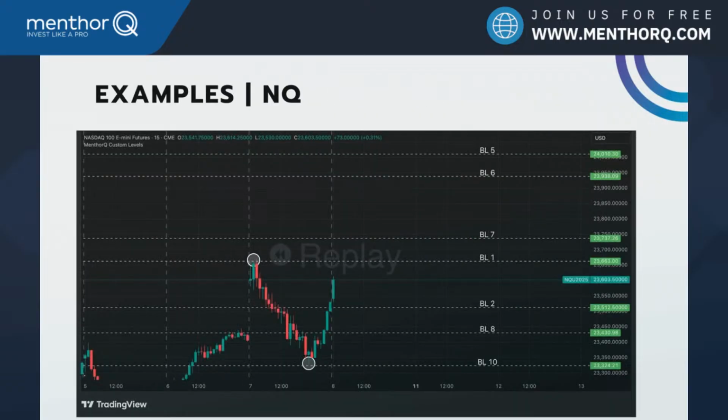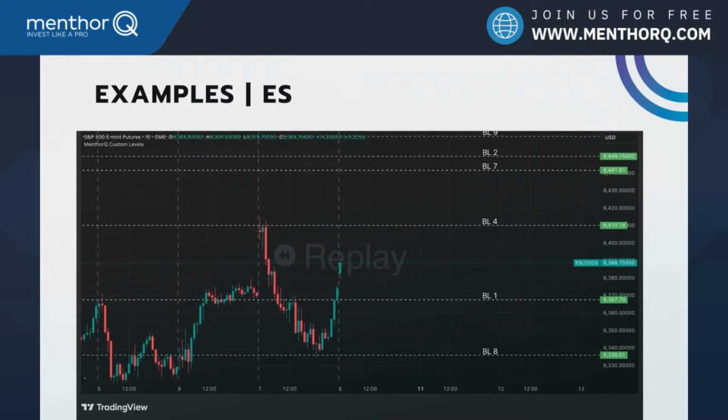This is an example on NQ. So we saw a rejection here. This was from last week at BL1, all the way down to BL10. BL10 was a great reversal point for a potential trade to the upside. Same picture on ES. Price stalled around the BL4 area, moved all the way down to BL8, and then reversed back, crossing over BL1. So again, very, very important.